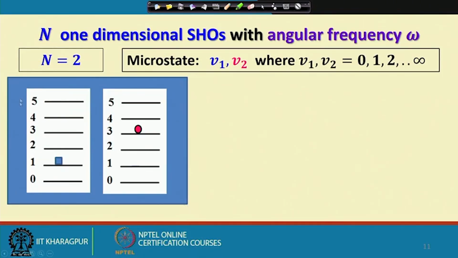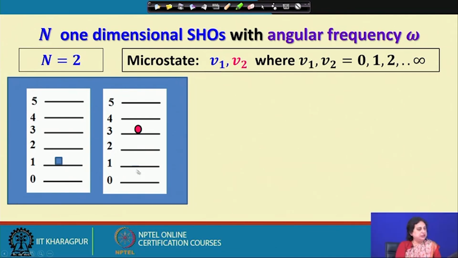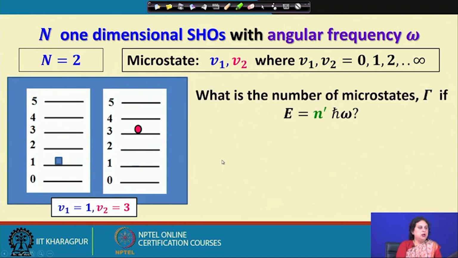So, all you have is a constant volume as shown by this blue box, and here I have highlighted the microstate of oscillator 1 and the microstate of the oscillator 2. Therefore, on the whole the microscopic state of this composite system of two one dimensional simple harmonic oscillators will be given by V1 equal to 1 and V2 equal to 3. Now, the question that I ask here is, what is the number of microstates gamma if the total energy of this particular system is equal to something like n prime into h cross omega.